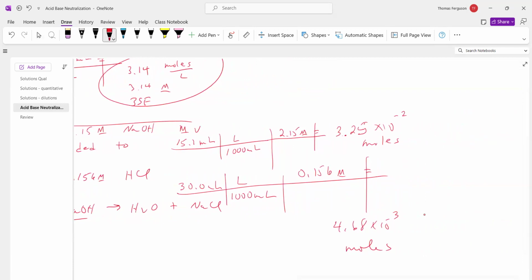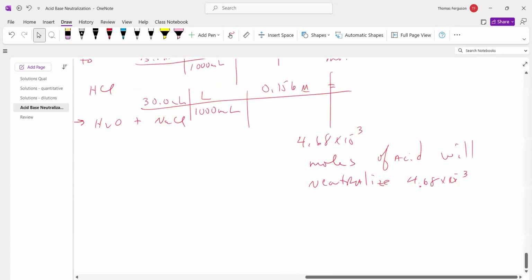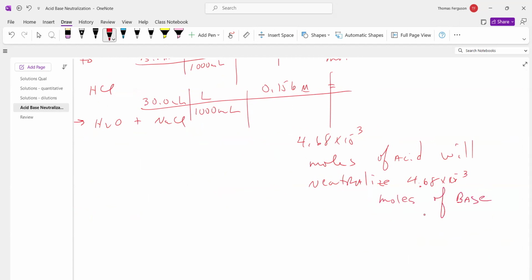Remember, neutralization now, moles of acid equals moles of base. So that means 4.68 moles of acid will neutralize 4.68 moles of base. But we have more than 4.68 times 10 to the minus 3 moles of base. So we have to subtract and see what's left over.